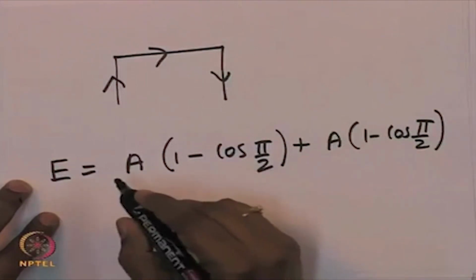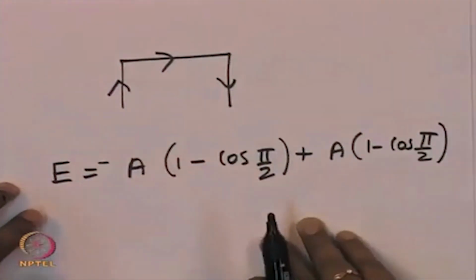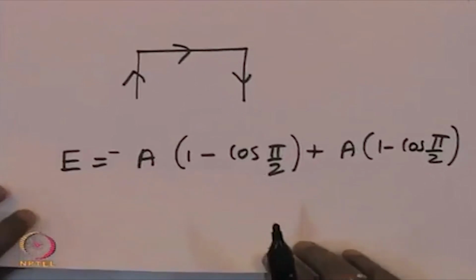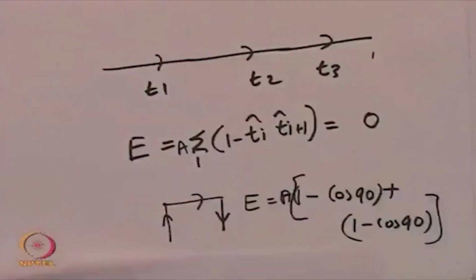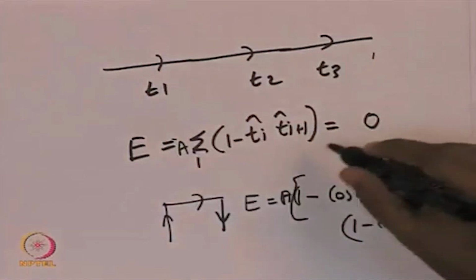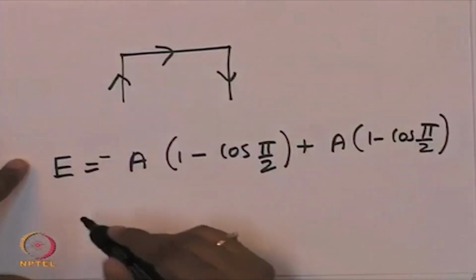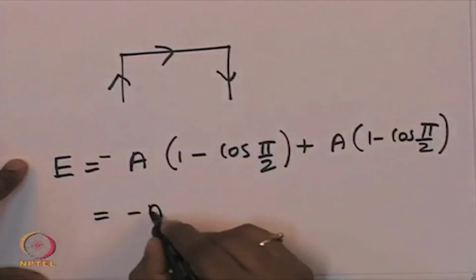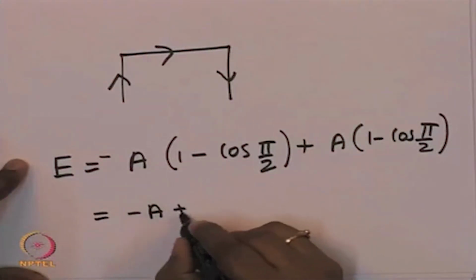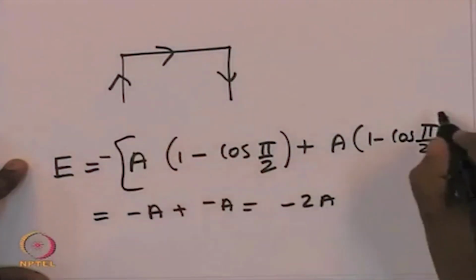Okay, so there is also a minus sign here. The discrete energy that we discussed has a minus sign. So, minus A into 1 minus T i dot T i plus 1. So, this answer will have an energy which is minus A into plus, minus A, so minus 2 A. So, there is an overall minus sign for the discrete energy.